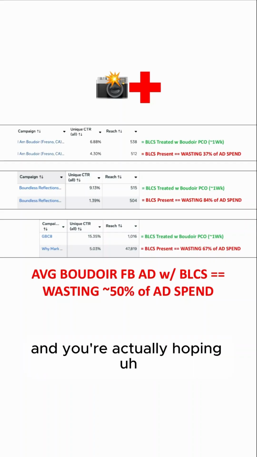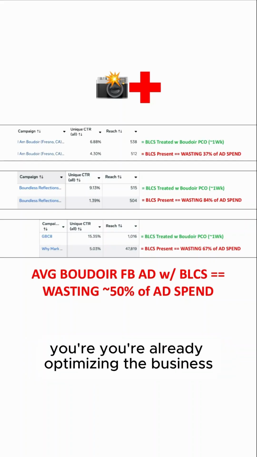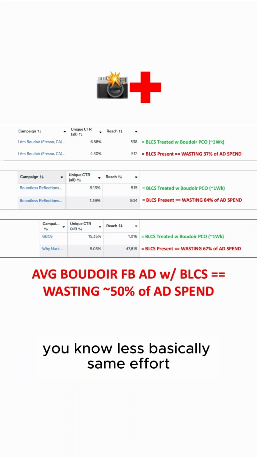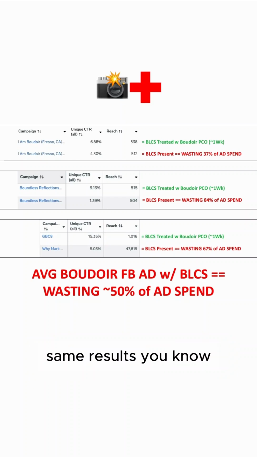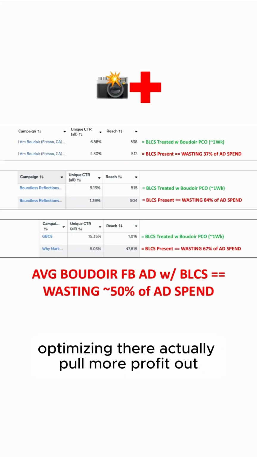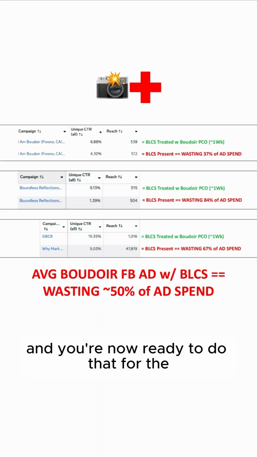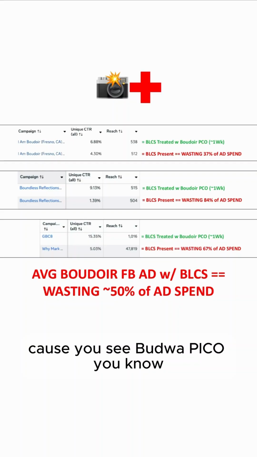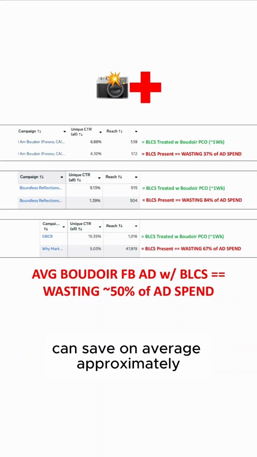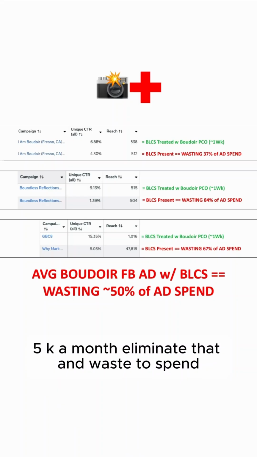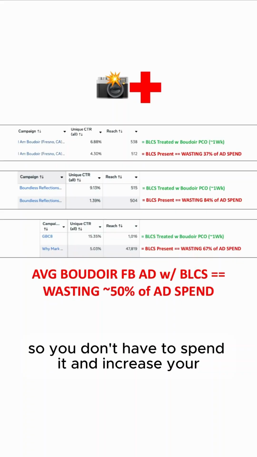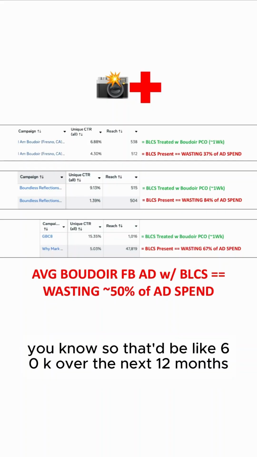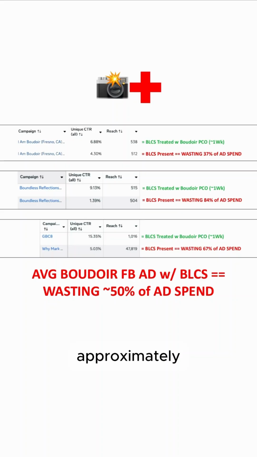And you're already optimizing the business, optimizing other parts of the business. Same effort, more results, or less effort, same results. Optimizing there actually pulls more profit out, and you're now ready to do that for the Facebook ad part of your business, because you see Boudoir Pico, you can save on average approximately 5K a month. Eliminate that wasted spend, put that back in your pocket so you don't have to spend it. That'd be like 60K over the next 12 months approximately.